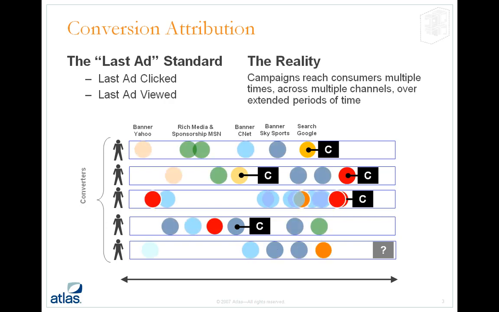is much more complicated. Campaigns are reaching consumers across multiple times, multiple channels, and extended periods of time. With the rise of broadband, people are surfing much more than ever before. They're exposed to many more messages. There's high quality reach that's going to people who ultimately do purchase on an advertiser's webpage, but those ads are receiving none of the credit. So again, the situation is much more complicated than when the last ad standard was created.